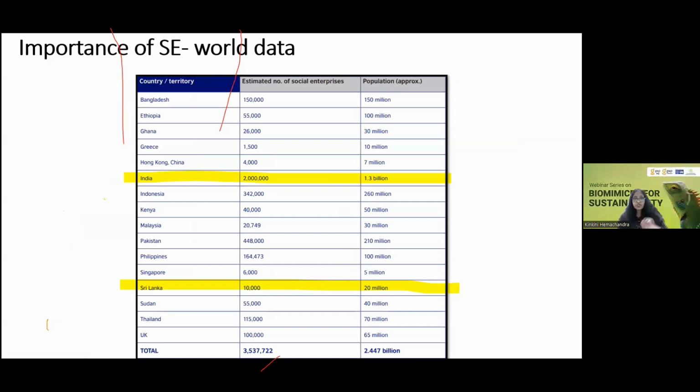And also, just to touch upon the importance of social entrepreneurs in world data: of course, you can see there are around 2 million social entrepreneurs in India, and in Sri Lanka around 10,000 social entrepreneurs. That means there are social entrepreneurs around us, and let's try to convince them that there are mechanisms to further expand their business by using this biomimicry knowledge.